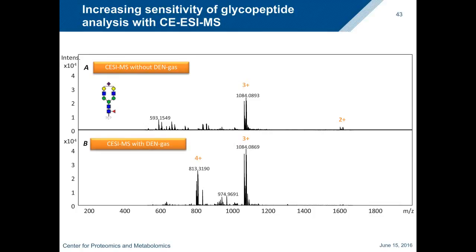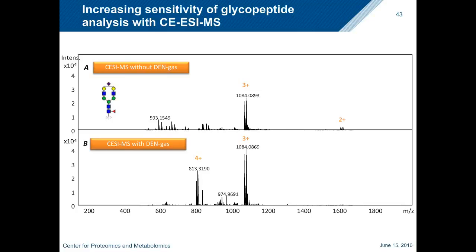So also, let's have a look at the charge states. For this glycopeptide, you can see if you use CESI MS without DAN-gas, you mainly see triply charged species, a little bit of doubly charged species, and a lot of background. So if you look at panel B, where we use the DAN-gas, we mainly see triply charged species, but also quite a lot of quadruply charged species, and we don't observe any of the doubly charged species anymore. So what this basically means is that indeed also with CESI MS, we move to higher charge states using this DAN-gas.